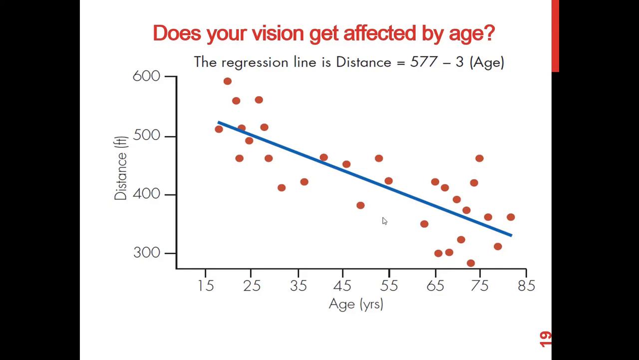You may not be able to see beyond 397 feet. Further, next year, you may be able to see only up to 394 feet, and so on. Is it okay? Are you following? What all can we conclude from the scatter plot? Okay.